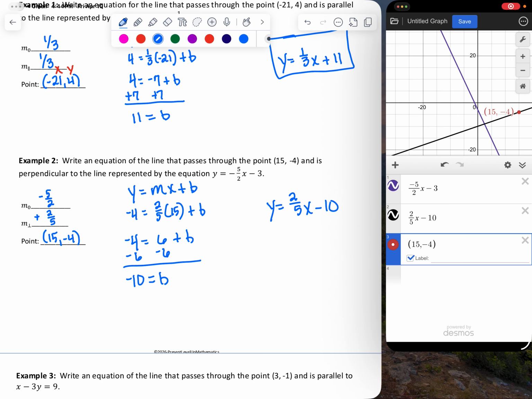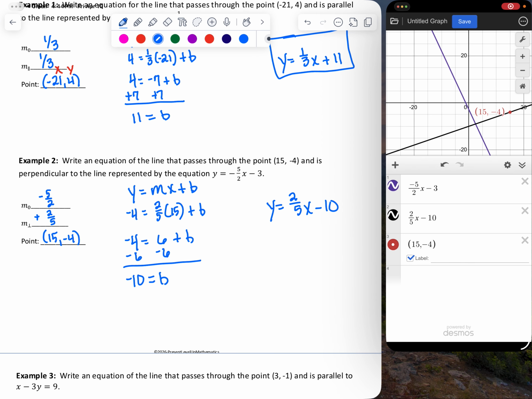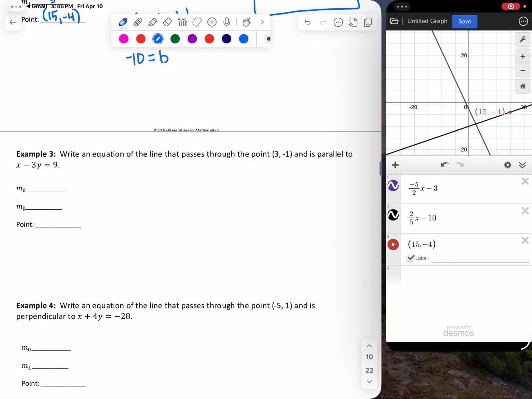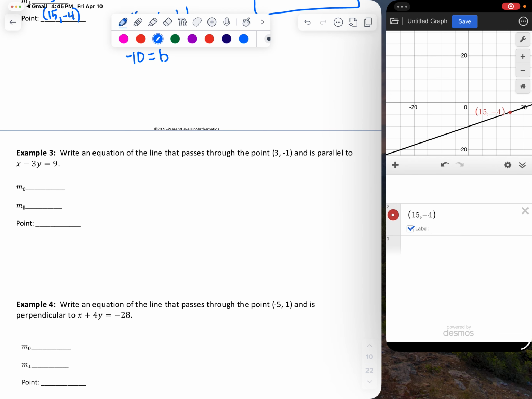And there it is. It is on the new line, so we know we have our answer correct. All right, example 3. Write an equation of the line that passes through the point (3, -1) and is parallel to the equation x - 3y = 9.